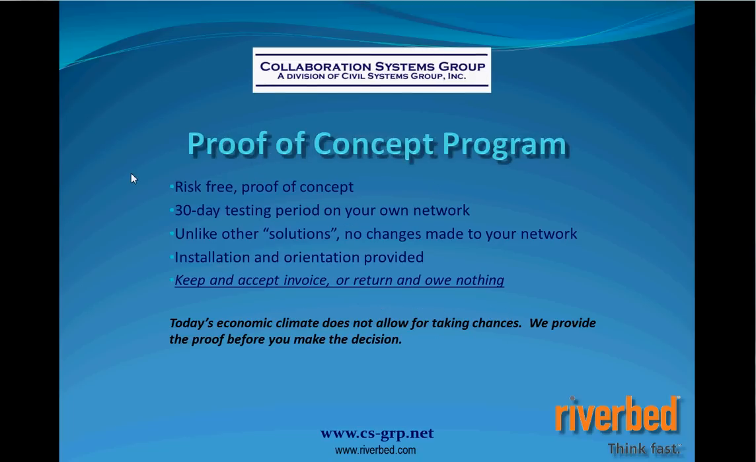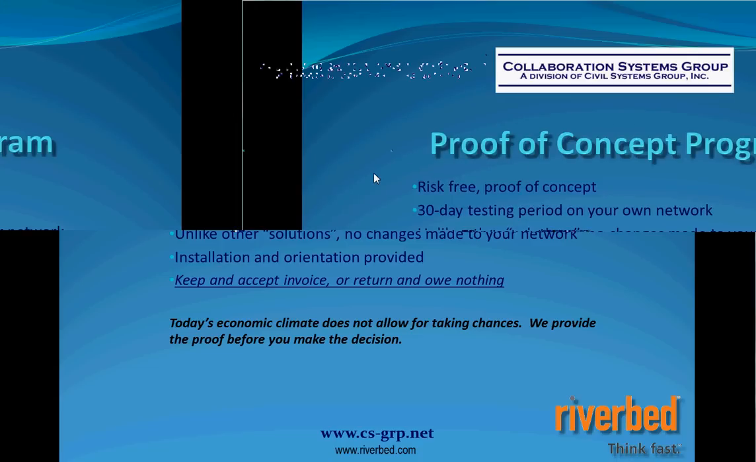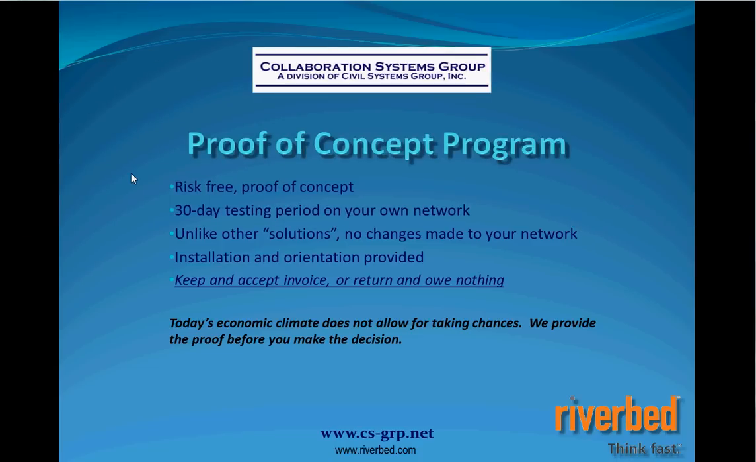Our proof of concept program is designed to allow you to have this installed on your network. Now, because we don't set up special tunnels or anything like that, we don't have to tear your network apart. These appliances will sit physically between the router and the switch, the WAN accelerators, and then we simply add Granite to that. So we don't do any major changes to your network. Typically we install these over a lunch, or we can do it after hours. But the point here is that you get to see this on your network.